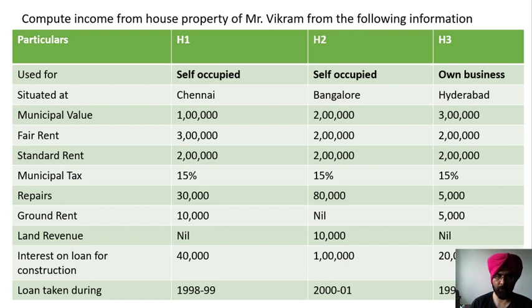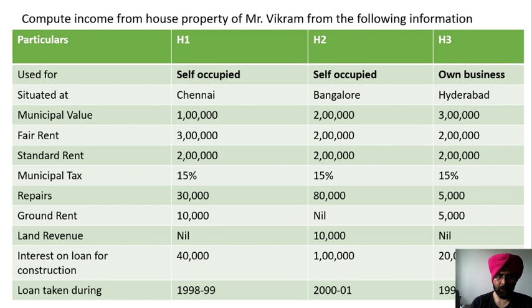Municipal value of house 1 property is 1 lakh, house 2 is 2 lakh, and house 3 is 3 lakh. Fair rental value of house 1 property is 3 lakh and house 2 and house 3 properties is 2 lakh. Standard rent of house 1 property is 2 lakh, house 2 is 2 lakh and house 3 is 2 lakh. Municipal tax is 15% for all the properties. Repair is 30,000 for house 1, 80,000 rupees for house 2, and 5,000 rupees for house 3. Ground rent is 10,000 for house 1 property, nil for house 2 property, and for house 3 it's 5,000.